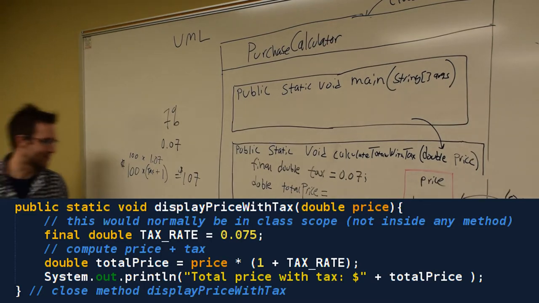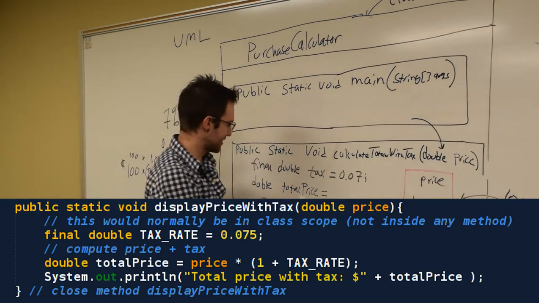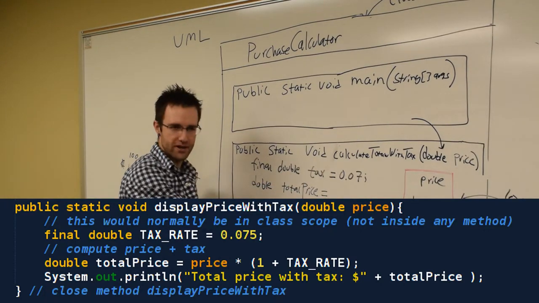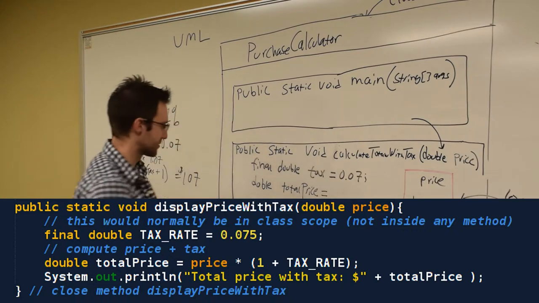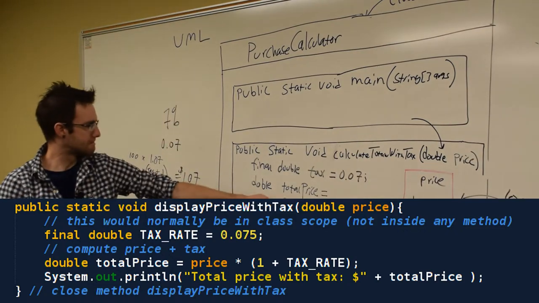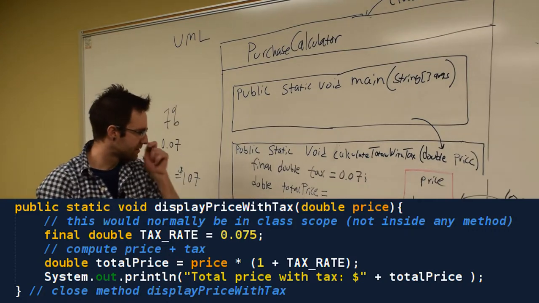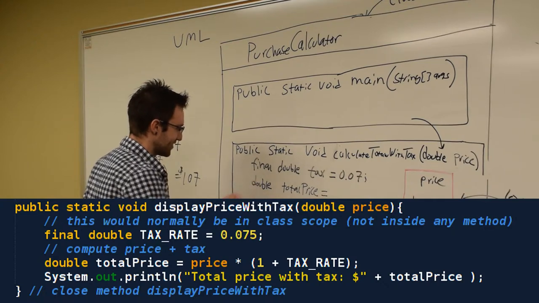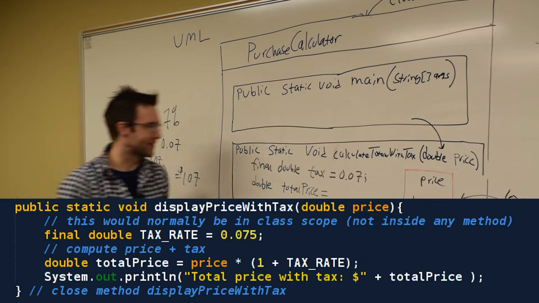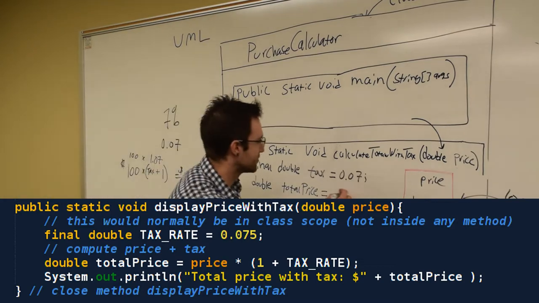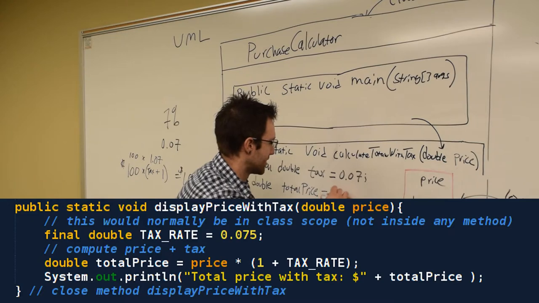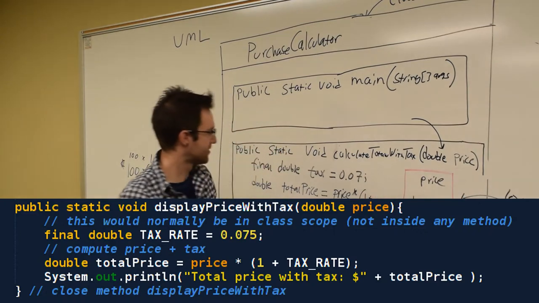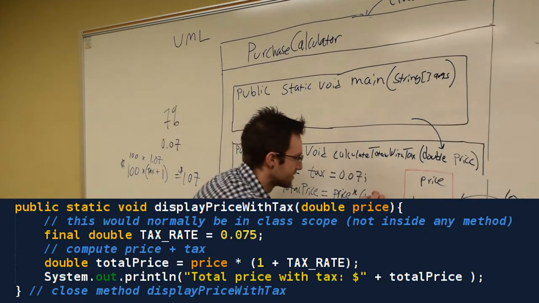107. Yes. So once we get total price, let's calculate that on the right side of this equal sign, because we want to calculate it here, store it in total price, and then spit it out. Is that double total price? Yep, because it's going to store a double value. Double. I like double better. So total price equals price, whatever was passed in as the price, times 1 plus what? Tax.